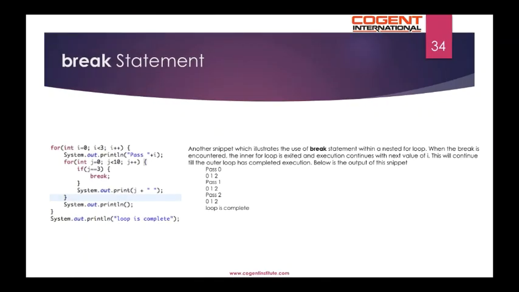Here's another code snippet which illustrates the use of break statement within a nested for loop. So we have a for loop and we have another for loop which is nested within this for loop. When the break is encountered, the inner for loop is exited and execution continues with the next value of i. This will continue till the outer loop has completed execution. Below is the output of this snippet. Pass 0 will result in 0, 1, 2. Pass 1 will result in 0, 1, 2. Pass 2 will result in 0, 1, 2. Finally, loop is complete is printed.